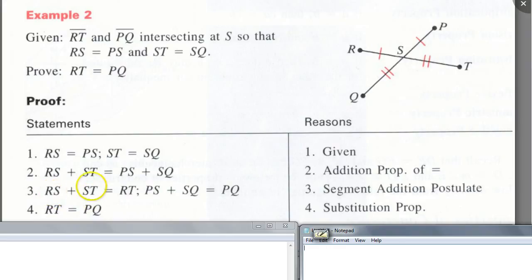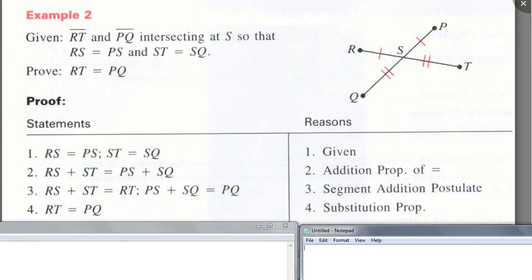RS plus ST, PQ has the same value as PS plus SQ. Look at what it says in the second step, right? We said RS plus ST equals PS plus SQ. Well, what's RS plus ST? RT, we just said that, right? What is PS plus SQ? PQ. Now you're substituting it in. Does that make sense? So when you use the substitution method, it's right.